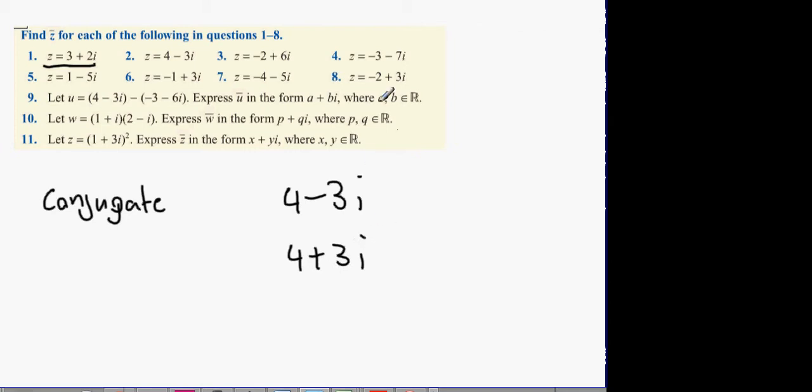Okay? And question 7, okay? What it says is minus 4 minus 5i. And what I need to do is change what comes in front of the i value. So the answer is minus 4 plus 5i. They are very easy to that point.